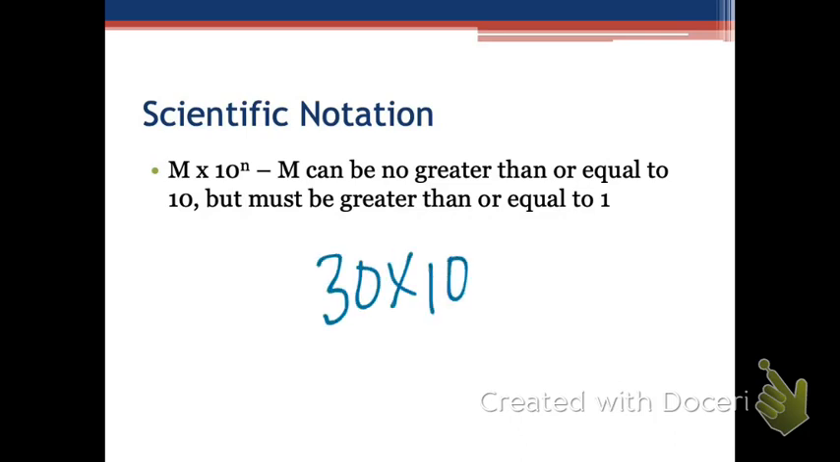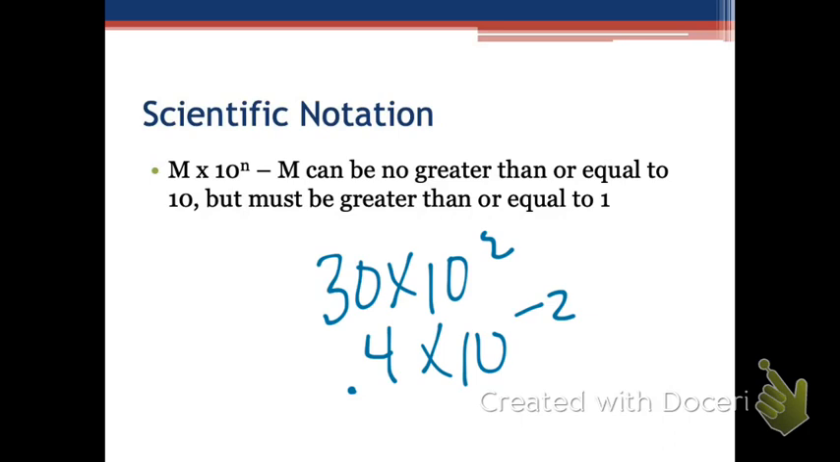So does this work in scientific notation? 30 times 10 to the second. No, it's not between 1 and 10. Does not work. What about this? 0.4 times 10 to the negative second. No, not between 1 and 10. So neither of those are valid options for scientific notation.